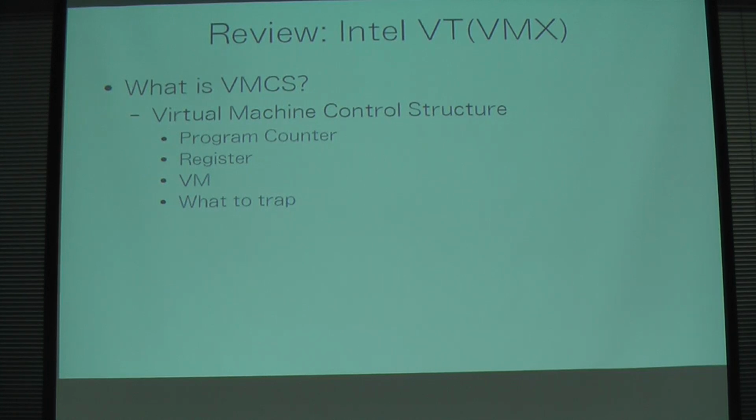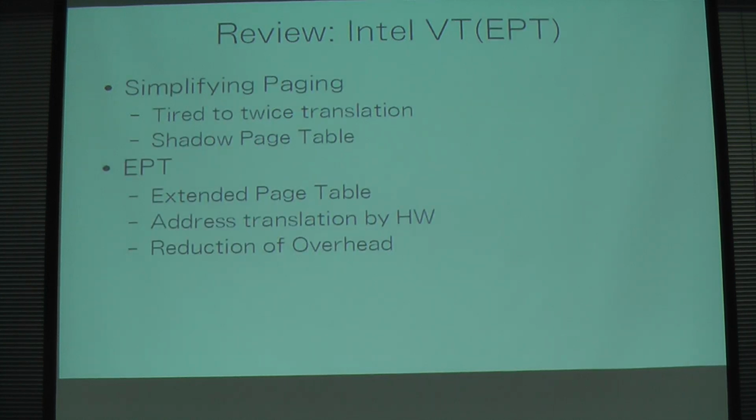Then what is VMCS? It is a virtual machine control structure that contains program counter for some register and VM memory pointer, what to trap, and enter VMX root mode contains VMCS. And VT-x supports EPT. Its motivation is simplifying paging. It is tiresome address translation, so we make a new shadow page table. And EPT is an extended page table, and address translation by hardware.